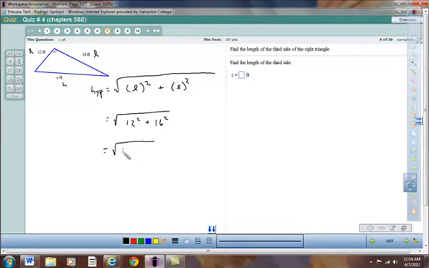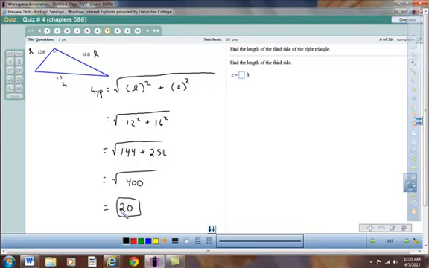12 times 12 is 144. 16 squared is 256. And now let's add these together. Gives us an answer of 400. And now we could go ahead and take the square root of 400, which should give us a nice solution of 20 here. So it's important that you remember your equations when you're doing these problems, okay?